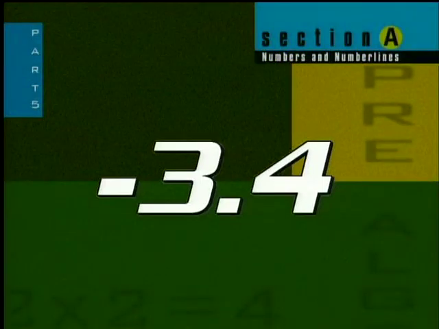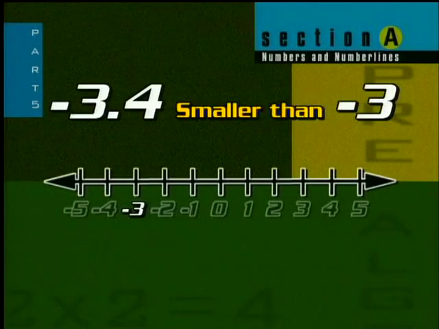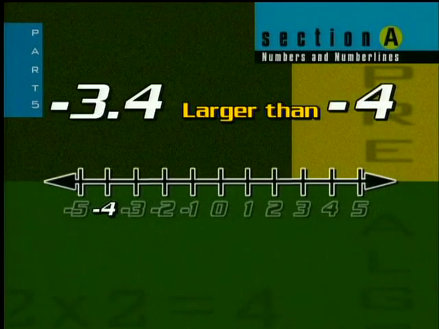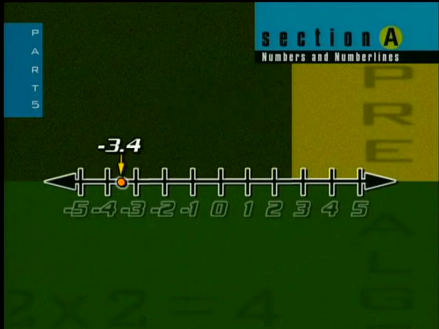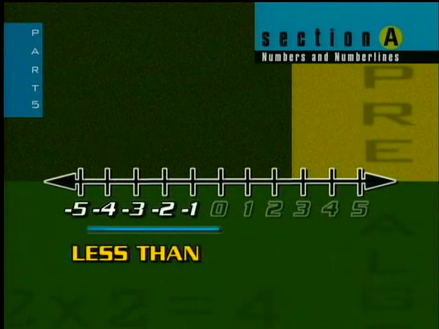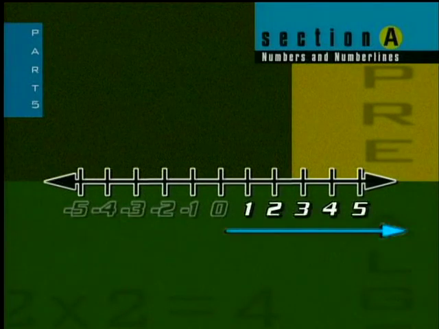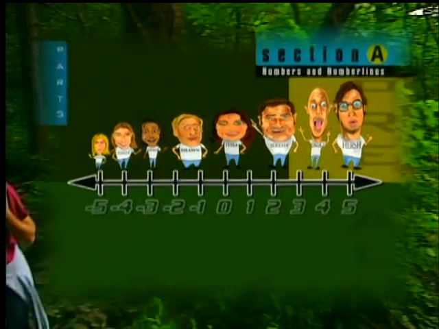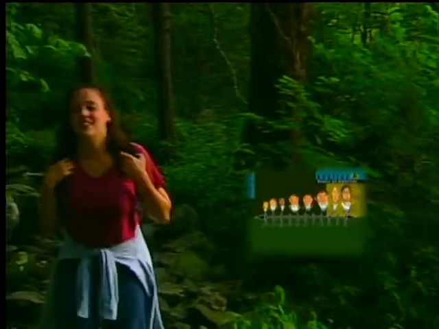Say we have a negative 3.4. That means we have a number that is smaller than negative 3 and larger than negative 4, which means that our point would go right here on the number line. Notice that negative 3.4 is bigger than negative 4. The numbers to the left are less than the numbers to the right, which means the further left we go, the smaller we get. It may seem a little funny, but if you're confused, don't call the math helpline just yet. We're going to get into some more details.